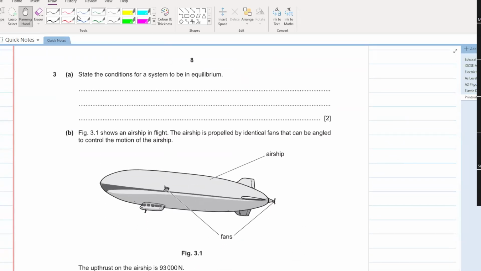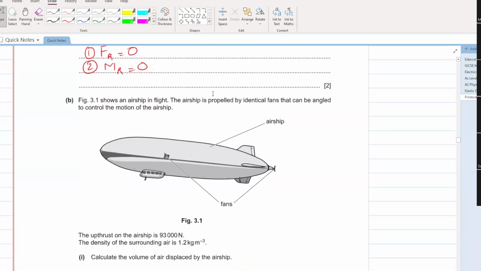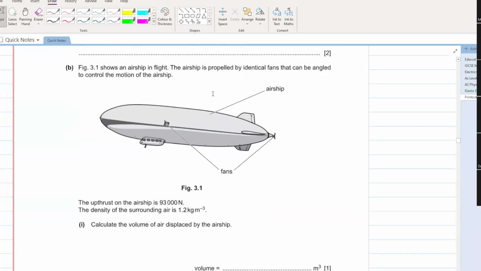State the condition for a system to be in equilibrium. What are the conditions for a system to be in equilibrium? Resultant force must be equal to 0 and resultant moment must be equal to 0. For an object to be in equilibrium, the resultant force must be equal to 0 and resultant moment must also be equal to 0.